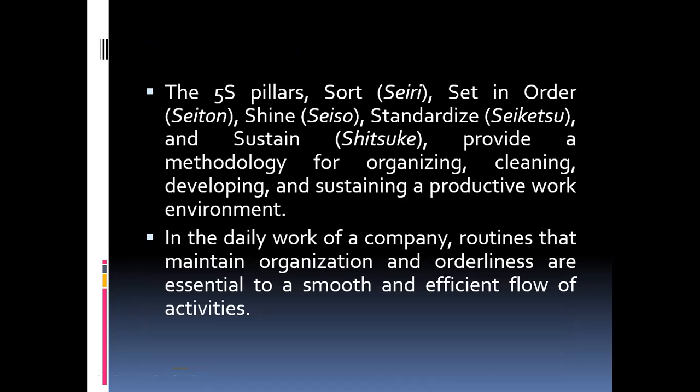So the 5S has various pillars: Seiri, Seiton, Seiso, Seiketsu, and Shitsuke. These are the Japanese terms for the different pillars of 5S. These are the equivalent translations as given in the nearby column. Seiri means sorting. So sort the items which are usually needed for production, segregating the useful items and non-useful items.